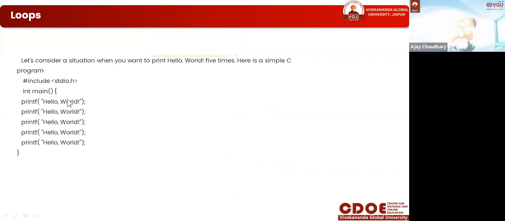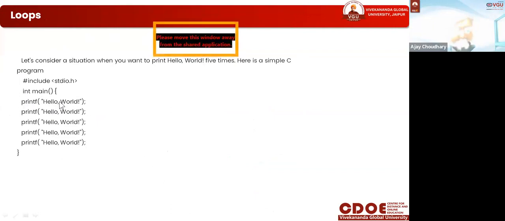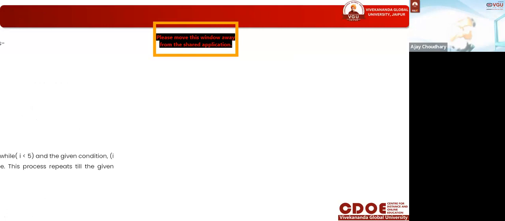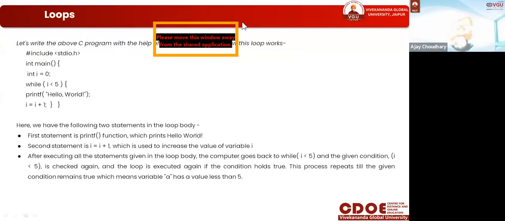we require a print function 5 times to write hello world on our screen 5 times. That means we are required to write the printf function 5 times. This program we can also conclude with the help of a loop. So just look at another program where we use a loop.